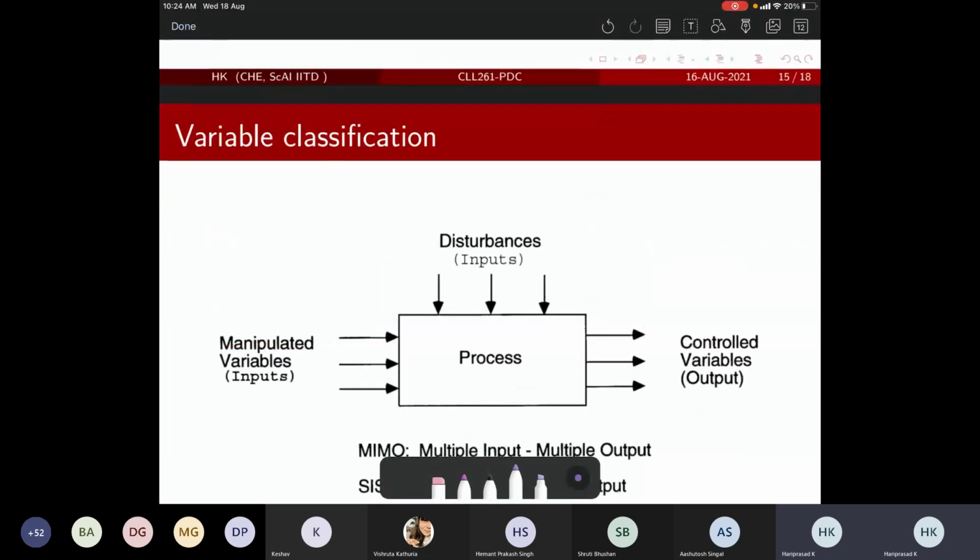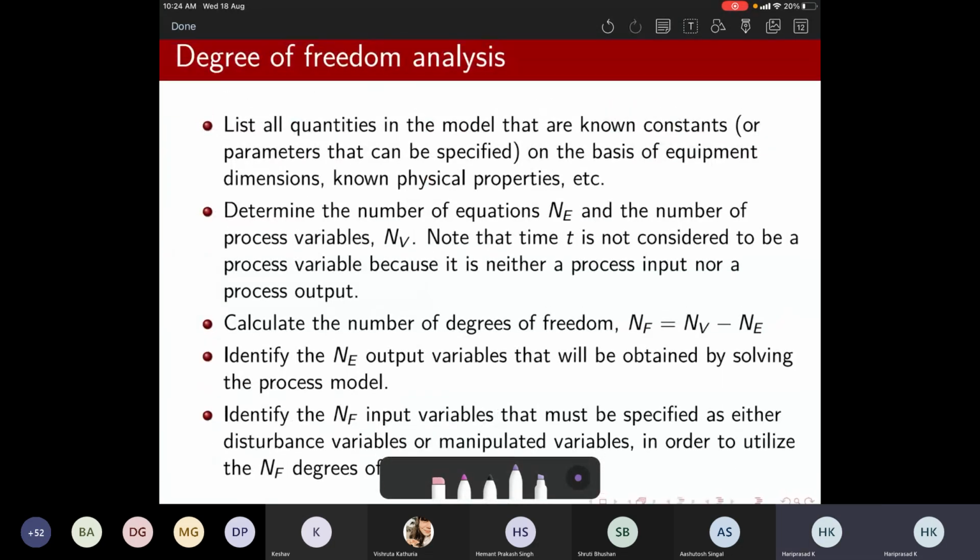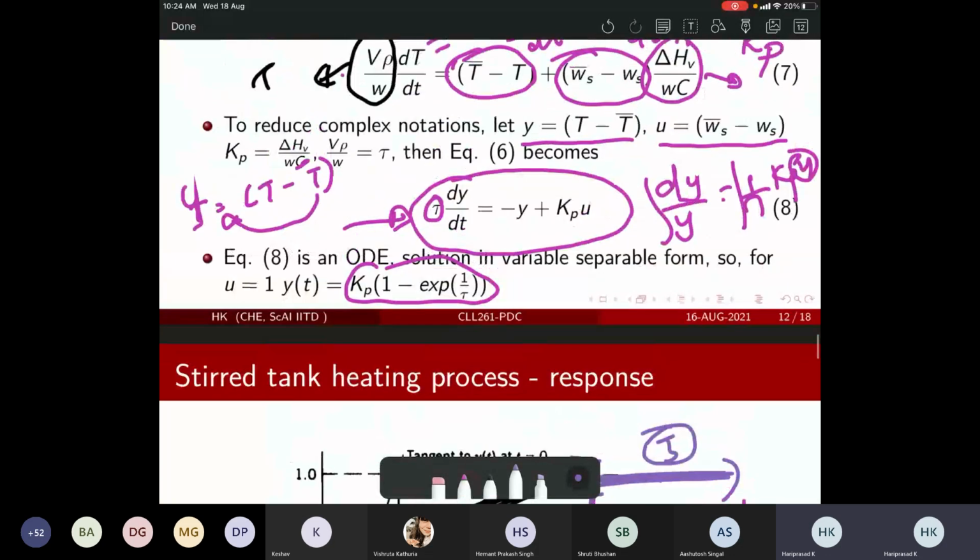Okay, so this is the model development. You have developed the model, but you see that this is a simple system. First order ODE and all things look okay. The point is that first order dynamics is a simple thing to work out.